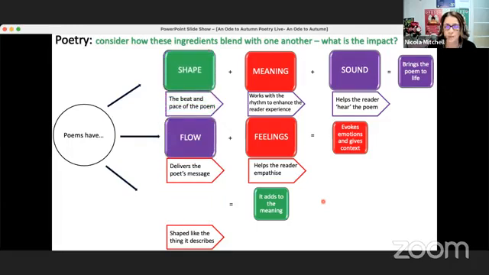Shape, along with meaning, we have now a green, a red, and a purple working together to bring the poem to life in a slightly different way. So make sure you consider all of these elements and how they work for the poem that you are looking at.